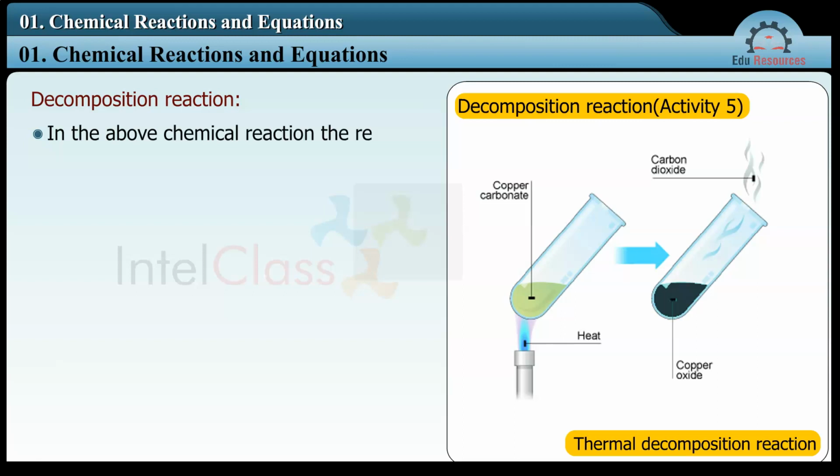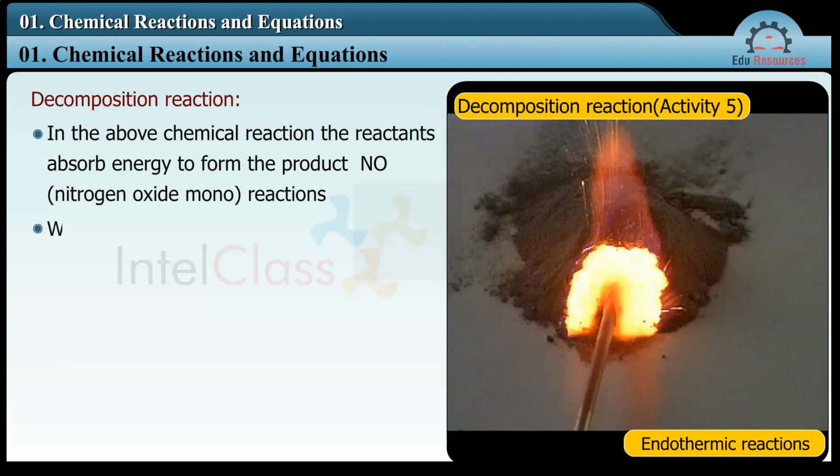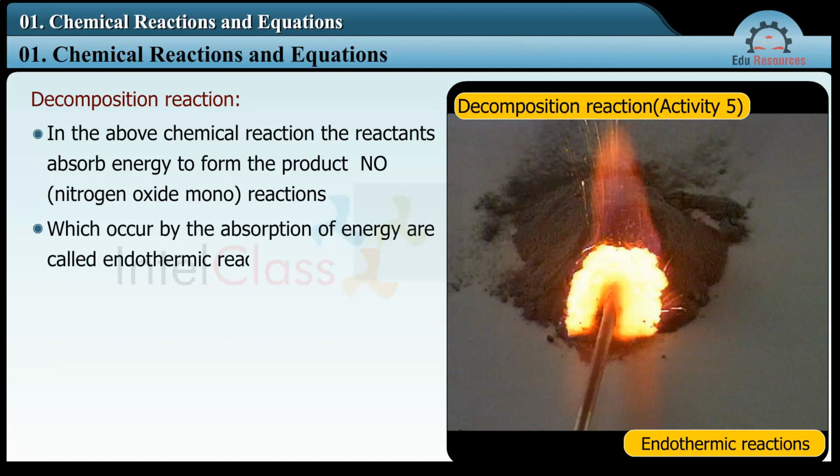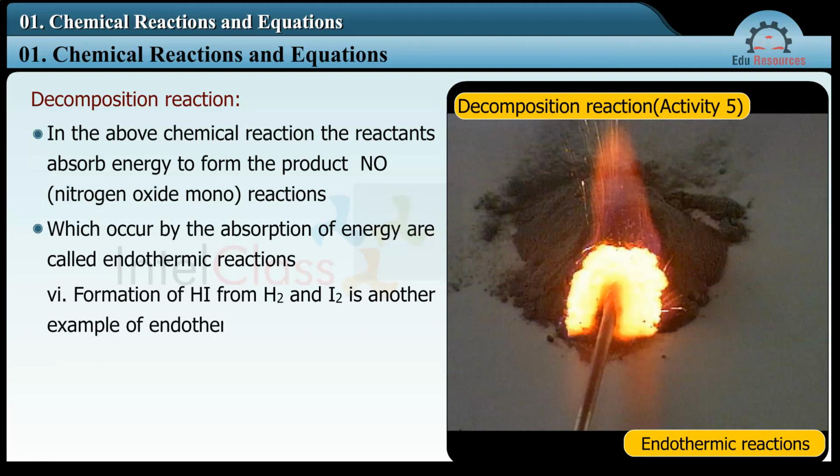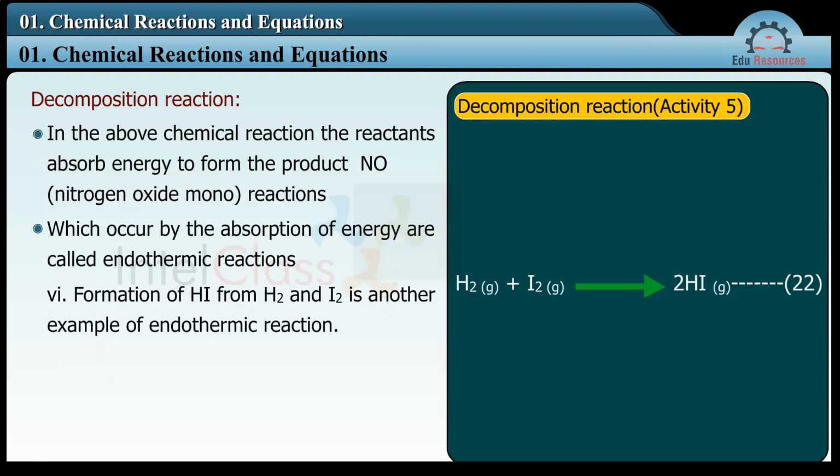In the above chemical reaction, the reactants absorb energy to form the product NO, nitrogen monoxide. Reactions which occur by the absorption of energy are called endothermic reactions. Formation of HI from H2 and I2 is also another example of an endothermic reaction. H2 + I2, iodine, gives rise to 2HI, hydrogen iodide.